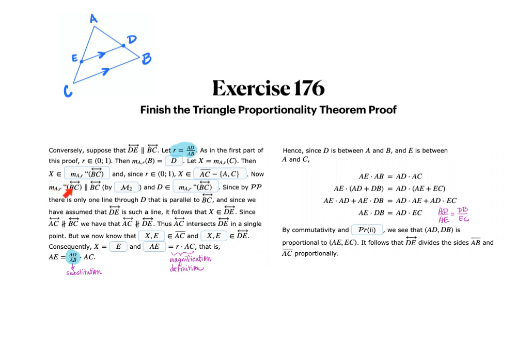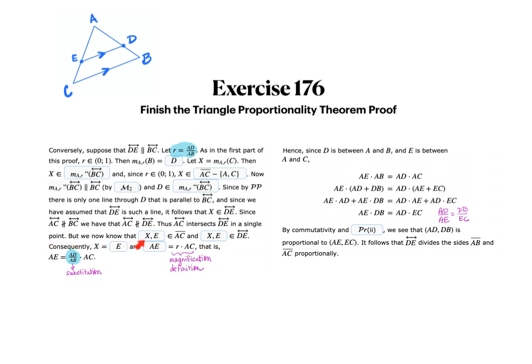Now we also know the magnification of line BC has to be parallel to line BC by M2, and D is an element of the magnification of line BC, because D is the image of B. Since by PP there is only one line through D that is parallel to BC, and since we've assumed that DE is such a line, it follows that X is an element of DE. Since the line AB is not parallel to line BC, we have that AC is not parallel to DE. Thus, AC intersects DE in a single point.